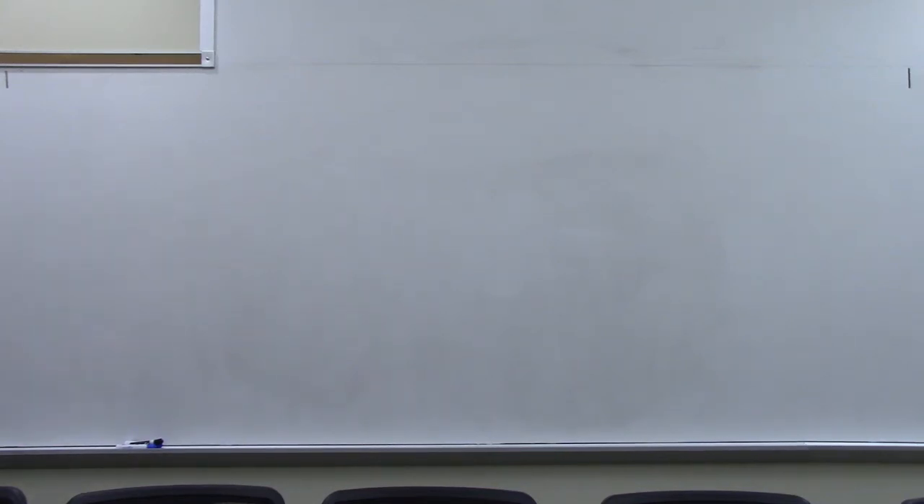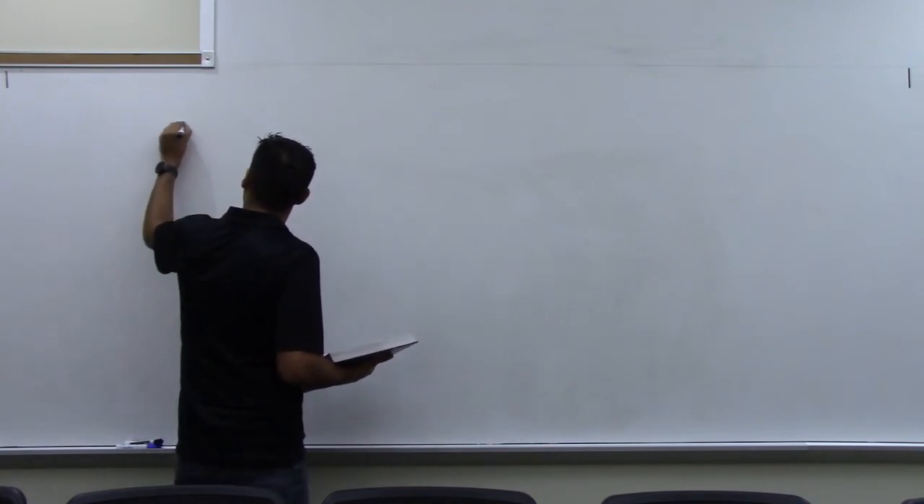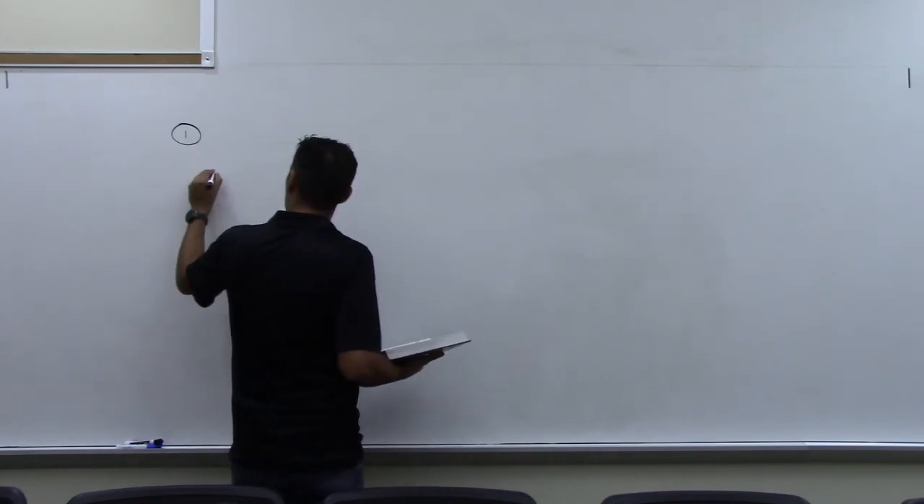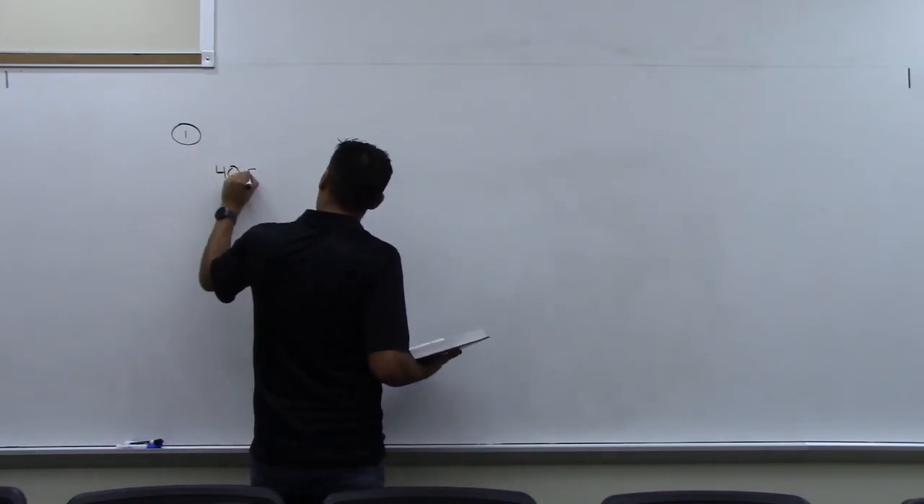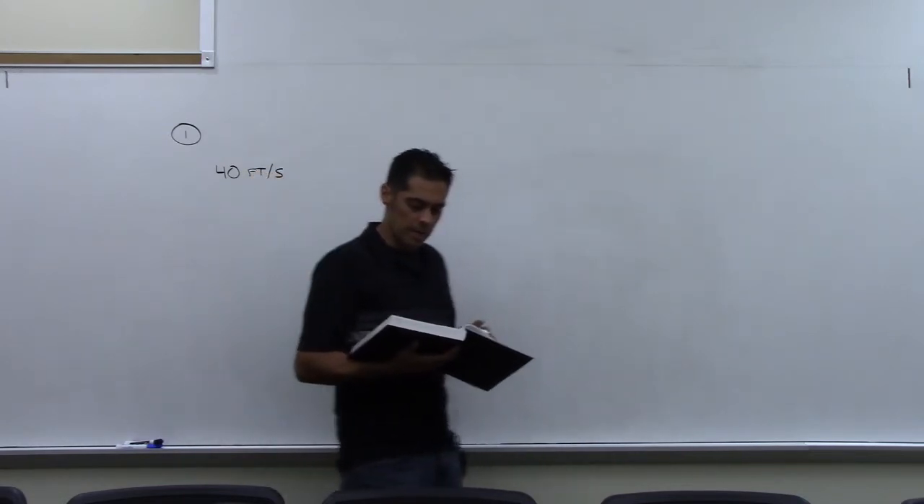Okay, I want to take a look here at the homework for section 1-3. I'm going to start off here with number 1. So if a ball is thrown into the air with a velocity of 40 feet per second, I'm just going to start writing things down. That's the velocity it's thrown into the air with.